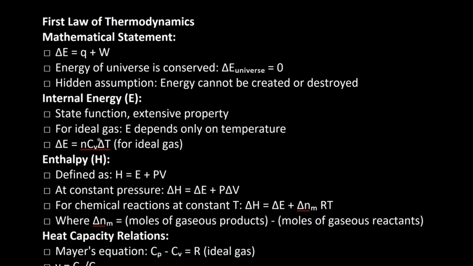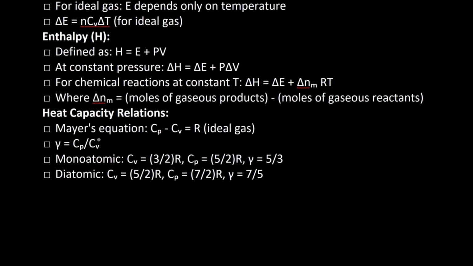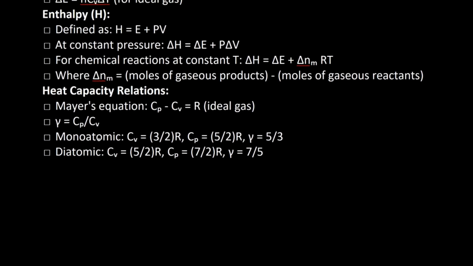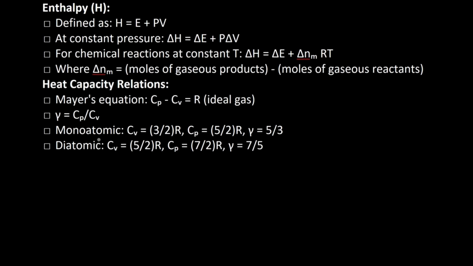And the first law of thermodynamics: delta E is equal to Q plus W, and the energy of the universe is conserved, which means delta E is equal to 0. And the enthalpy formula is also important. H is equal to E plus PV at constant pressure. Again, delta H is equal to delta E plus delta(PV).